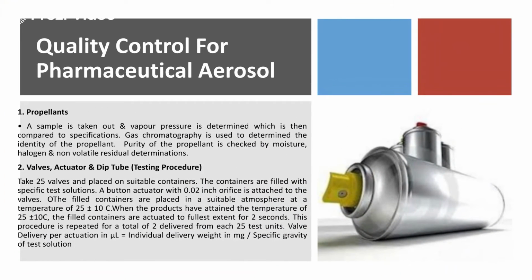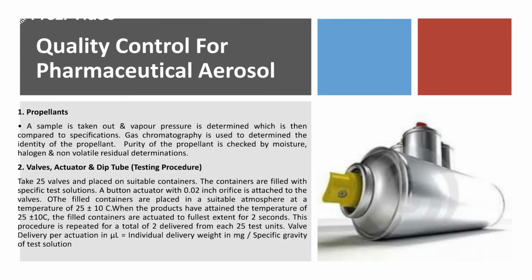When we talk about quality control for aerosols, first we need to check the propellants. For that, a sample is taken out and the vapor pressure is determined, which is then compared to the specification. This vapor pressure is very important in the case of propellants. Gas chromatography is also used to determine the identity of the propellants. Purity of the propellants can be checked by moisture, halogen and non-volatile residue determinations.